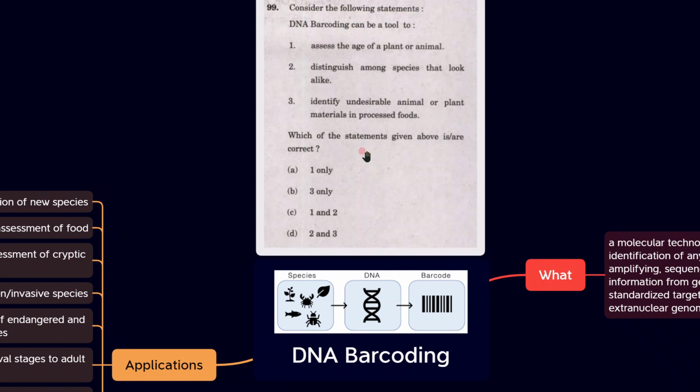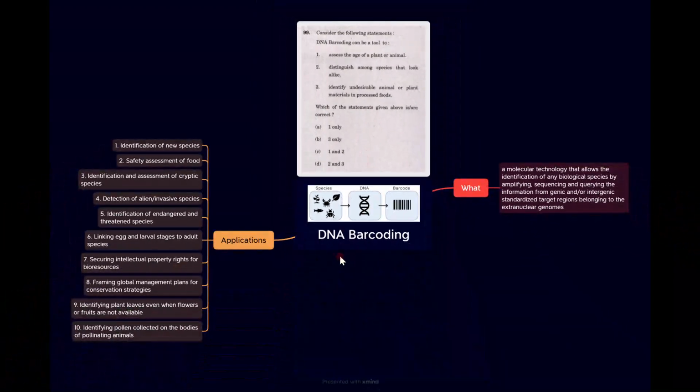So option C or D. Identify undesirable animal or plant materials in processed food. So that is 3. So the correct option would be 2 and 3. So this is all about DNA barcoding. This is one topic from the previous question paper. Let's get back with one more interesting topic.